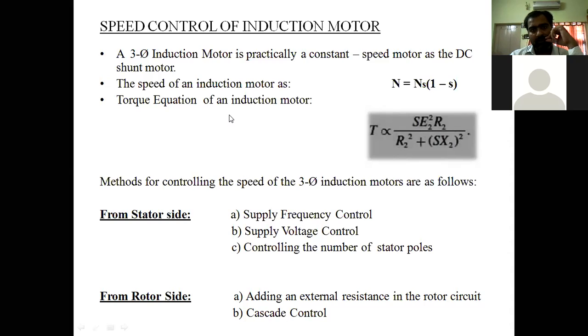Here in this induction motor, we have the two major parts which were discussed earlier, that is the stator and the rotor. Now we are going to control the speed from both these sides, from the stator side and from the rotor side. From the stator side, some of the controlling methods we are using are supply frequency control, supply voltage control, and controlling the number of stator poles. And from the rotor side, we can add an external resistance to the rotor circuit and use some cascading circuits.